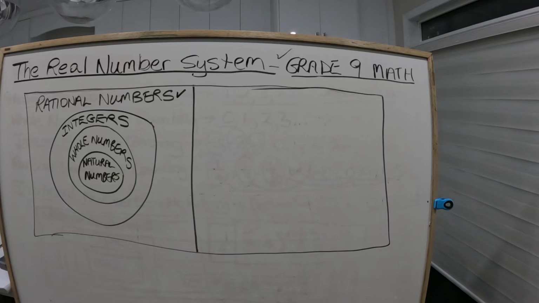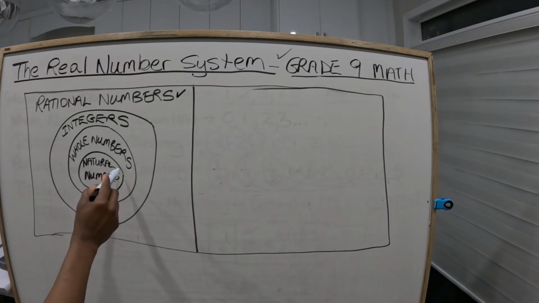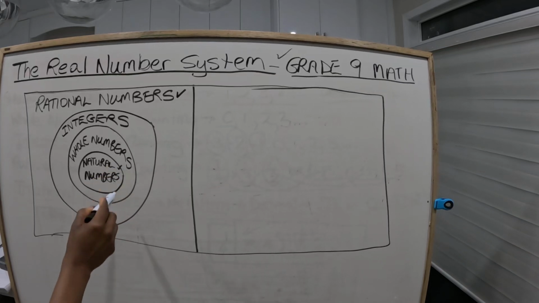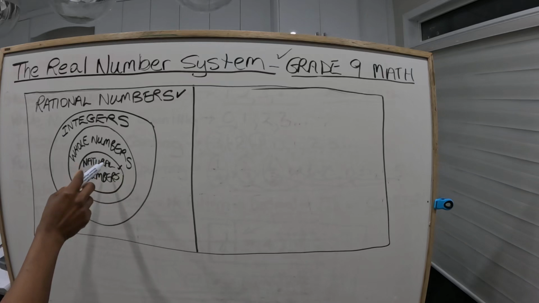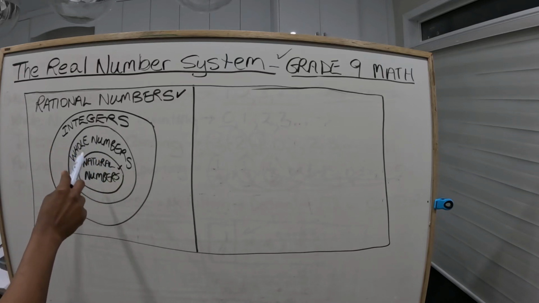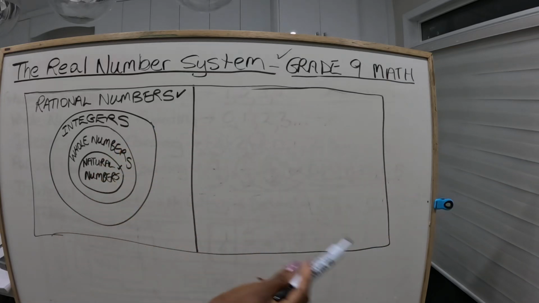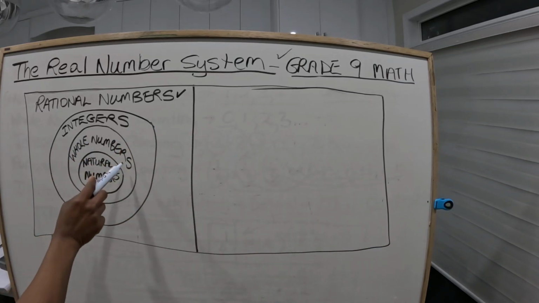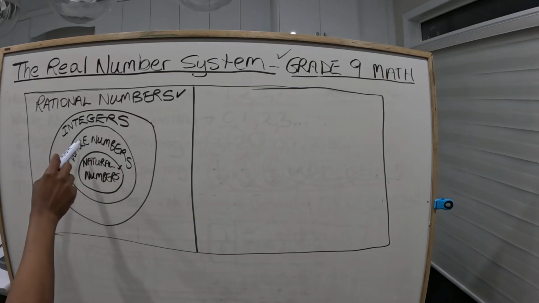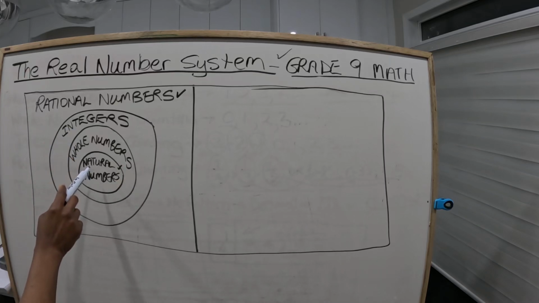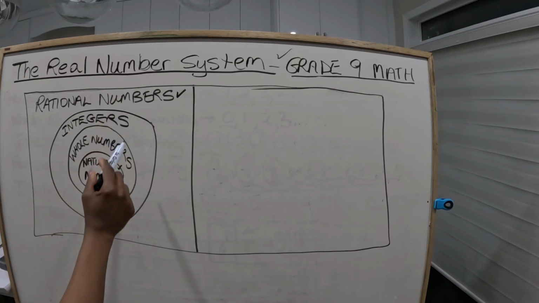So let's explain what that means. All natural numbers are whole numbers. The reason is that natural numbers start from 1, 2, 3, 4, 5, 6, 7 going up. But because whole numbers start at 0, all natural numbers are whole numbers, but not all whole numbers are natural numbers. Let's move up to the next level.